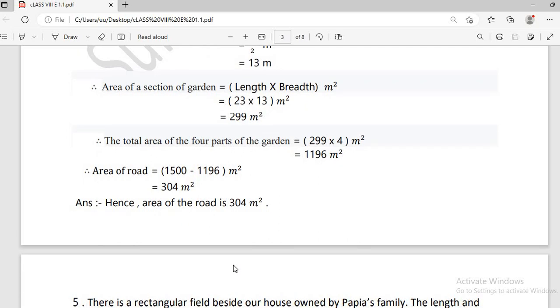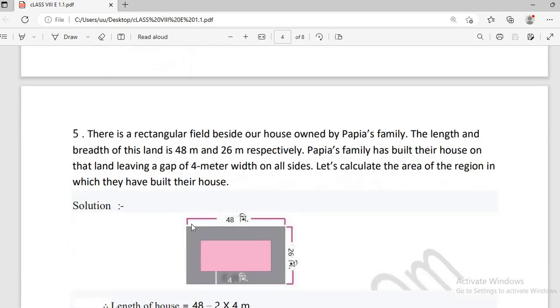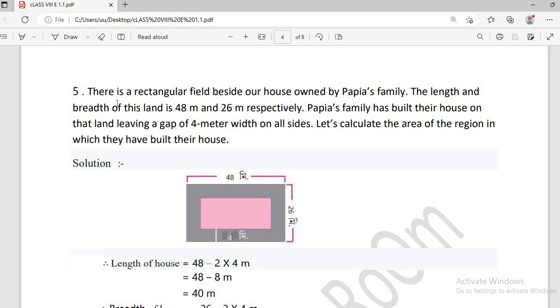Solution of the next math. Next question 5. There is a rectangular field beside our house owned by Papia's family. The length and breadth of this land is 48 meter and 26 meter respectively. Papia's family has built their house on the land, leaving a gap of 4 meter width on all sides. Let's calculate the area of the region in which they have built their house.